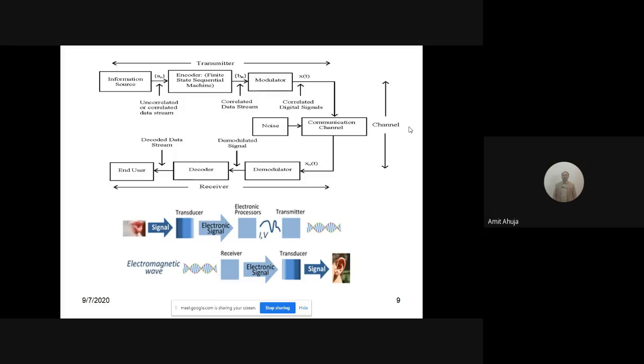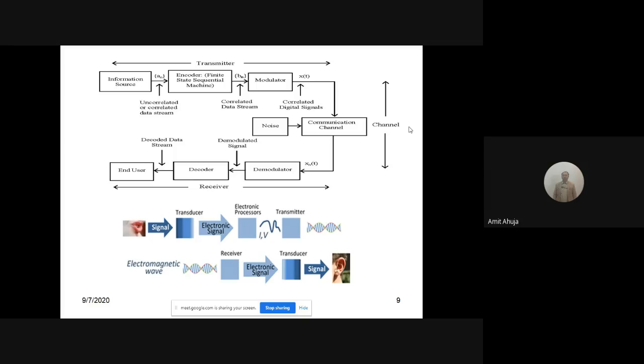And not only this, channel is causing system to be asynchronous. It is introducing non-linear delay into the system. For one bit, it is introducing one delay. For other bit, it is introducing other delay. For one user, delay is different. For other user, delay is different.